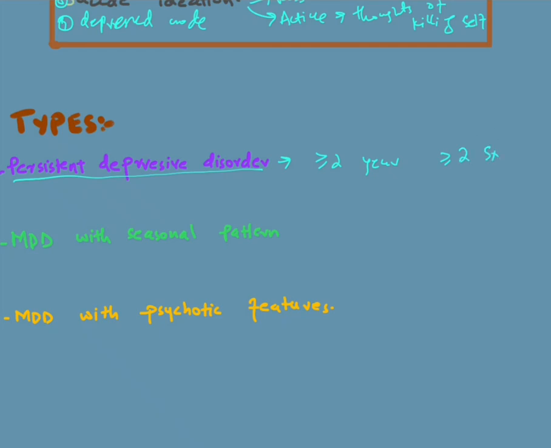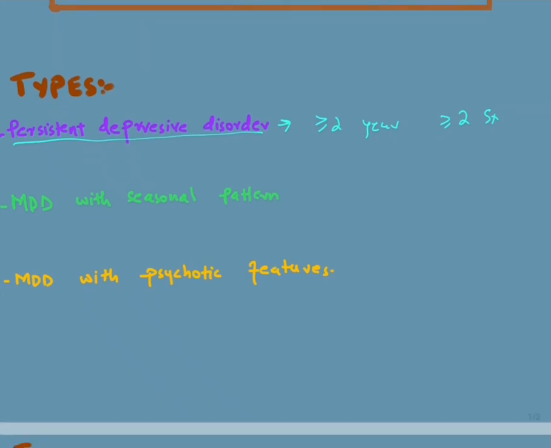Then we have major depressive disorder with seasonal pattern. These are the same depressive symptoms, but they occur in a particular season, usually winter. The treatment is similar to major depressive disorder, and in addition you give light therapy. You expose the patient to light, which is called light therapy.